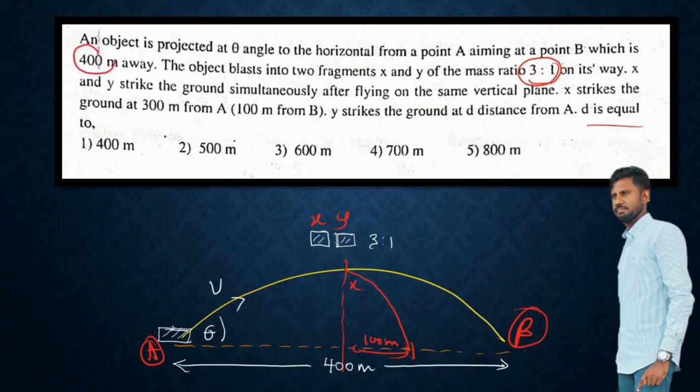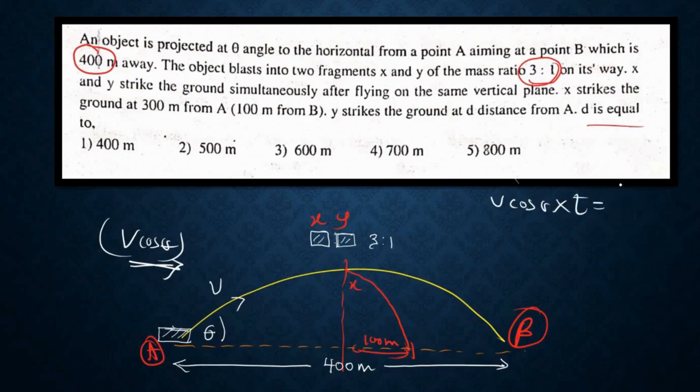Now it's 400 meters away, so let's write the equation here. The horizontal velocity is v cos theta, that we all know. So I write the equation: v cos theta times the total time equals 400 meters. I hope you all know what I applied here is s equals ut plus half at square. Then after the motion, after the blast that happens over here, in the question they are not telling what is the point where the blast takes place.